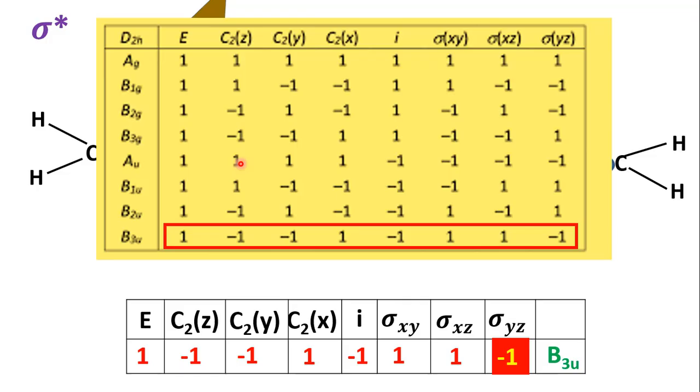If you look at the character table of D2H, you find the same sequence 1, minus 1, minus 1, 1, minus 1, 1, 1, minus 1, corresponding to B3U, and the symmetry of sigma star molecular orbital is B3U.